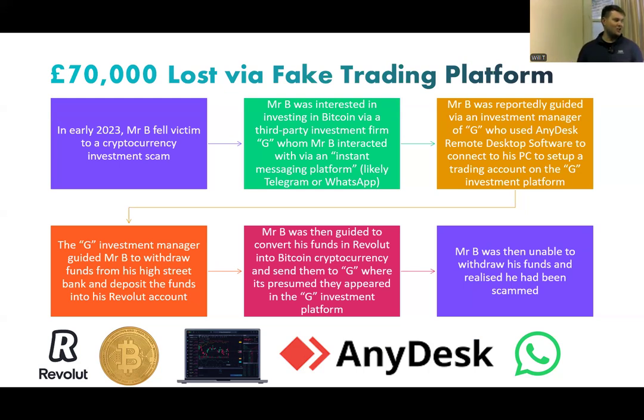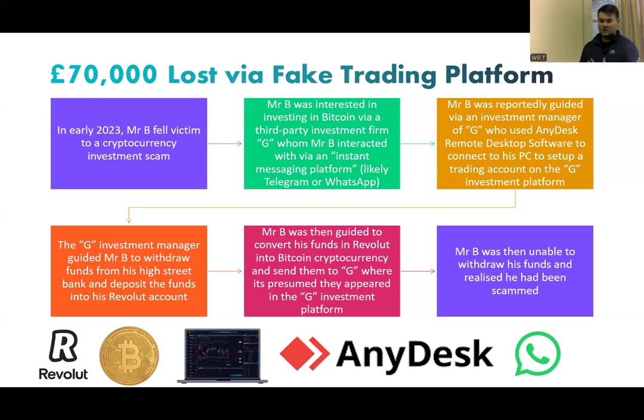An investment firm called G. Mr. B interacted with them via a messaging platform, like Telegram and WhatsApp. They got him to install AnyDesk, which is legitimate remote access software, onto a computer, and then the fraudster can connect to his device and control it remotely. From that, they're able to get Mr. B to send his money from his bank account to, I believe it was Revolut as well, because Revolut has a built-in cryptocurrency exchange system. So you could take your bank funds, buy Bitcoin, and they just basically give you a cryptocurrency wallet with Bitcoin in it.